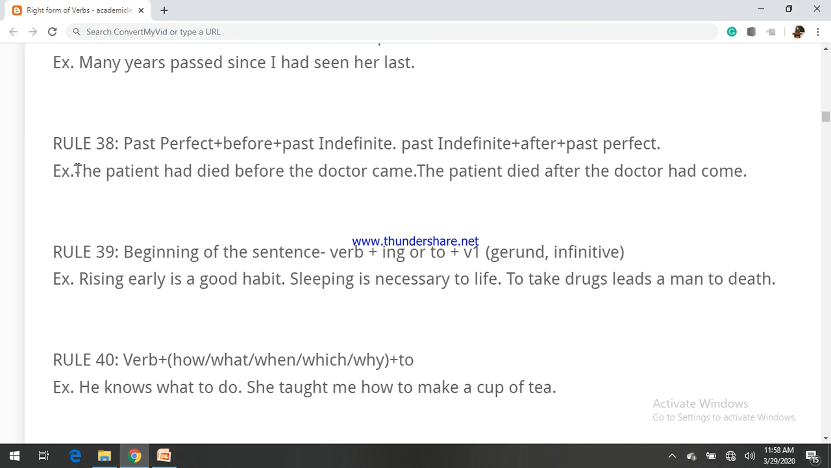This one is the usual structure, with examples. Let's see. The patient had died before the doctor came. Here "the patient had died" is in past perfect, and "the doctor came" is in past indefinite. Before the word before, here is the structure of past perfect. The patient died after the doctor had come. Here after means later, and that's why the doctor had come. That means the structure of past perfect is next to this word, and at the beginning, past indefinite.